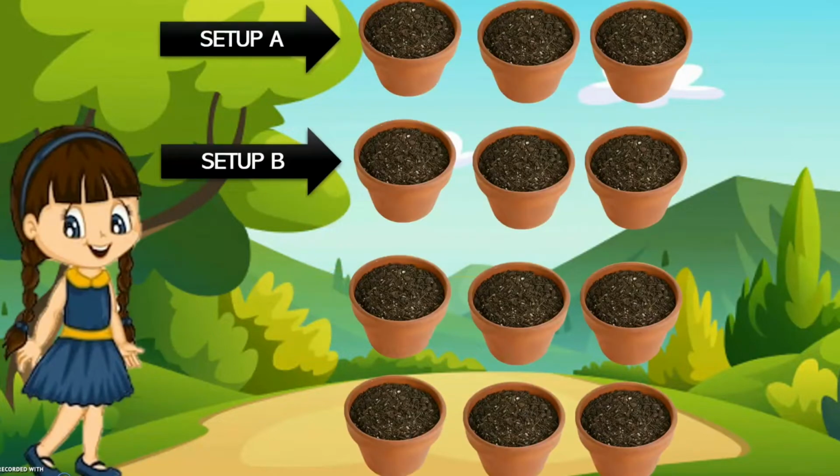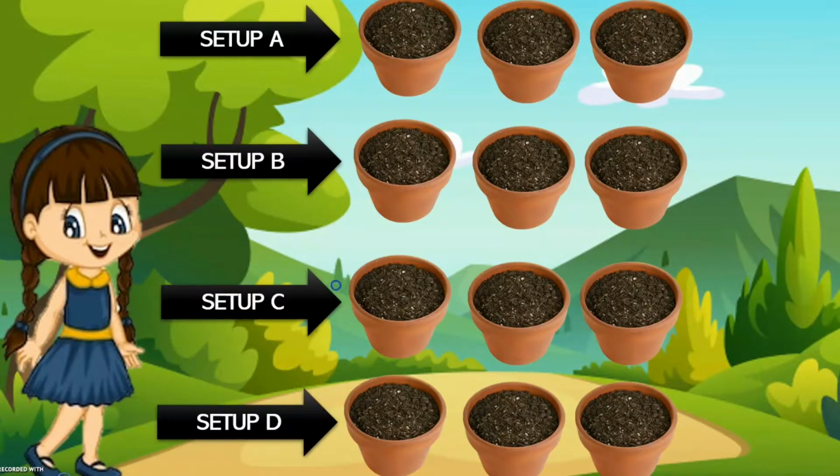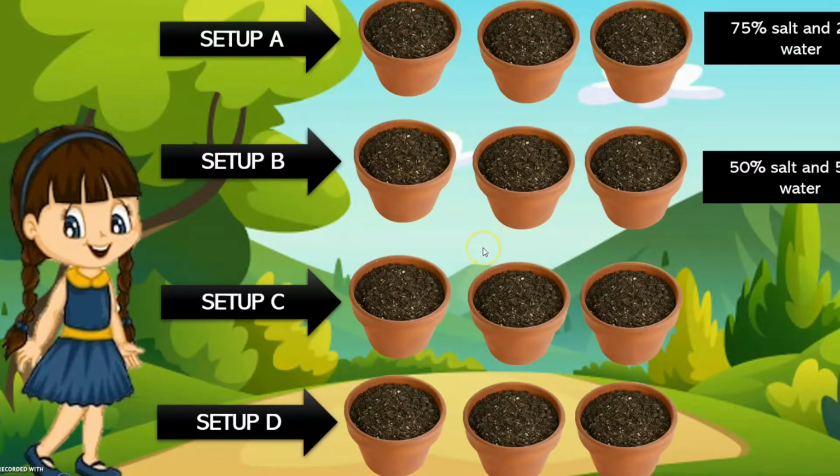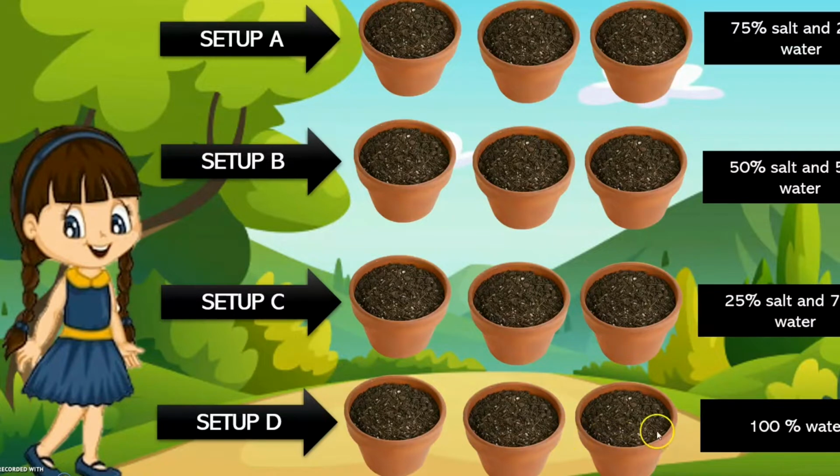So this is setup A, setup B, setup C, and setup D. For setup A, she used 75% salt and 25% water. For setup B, 50% salt and 50% water. For setup C, those three pots received 25% salt and 75% water. And for the last setup, setup D, having three pots again, they received 100% water.